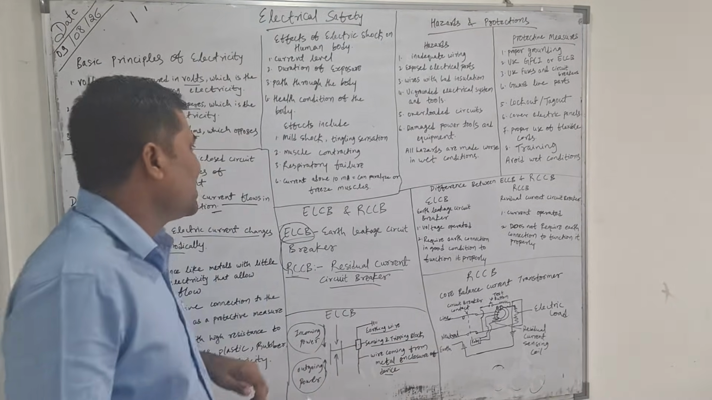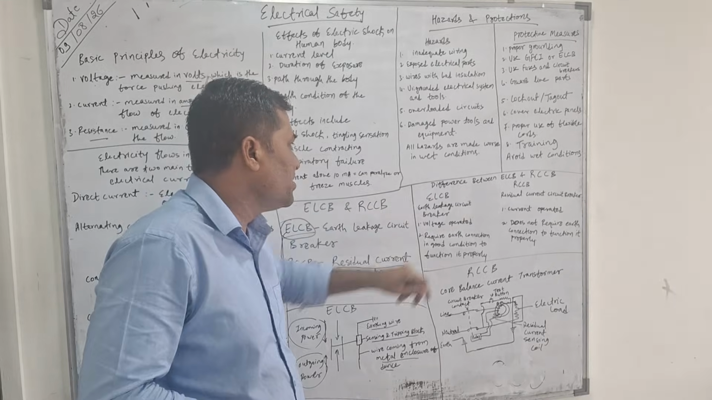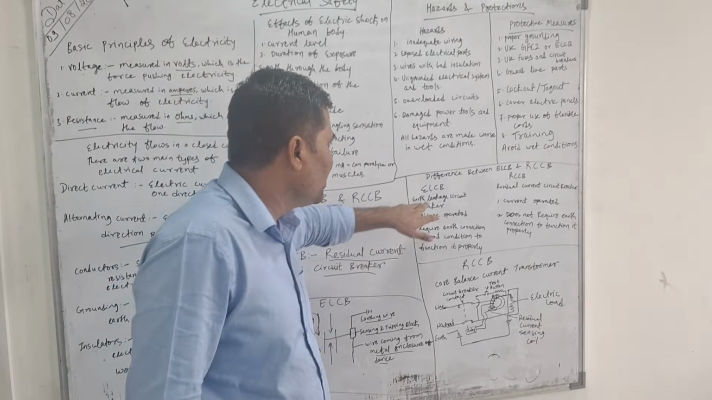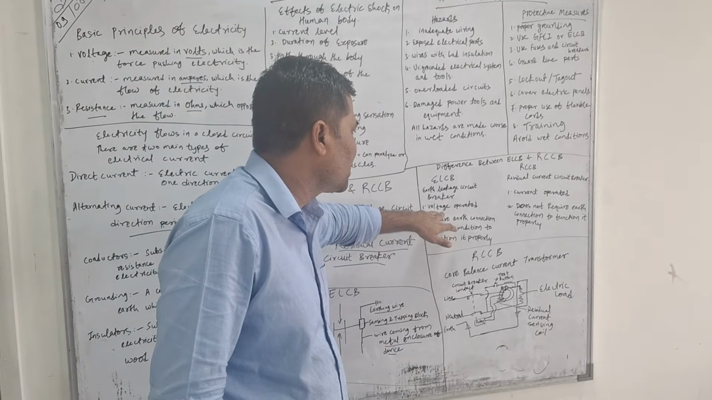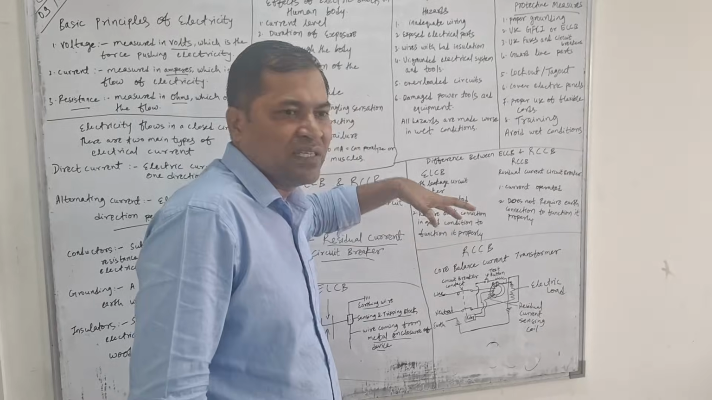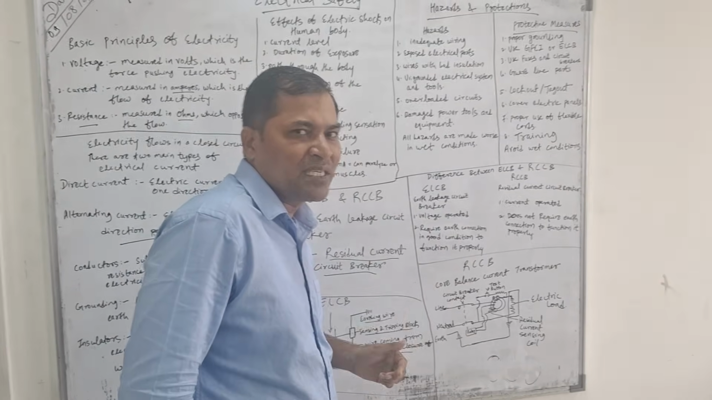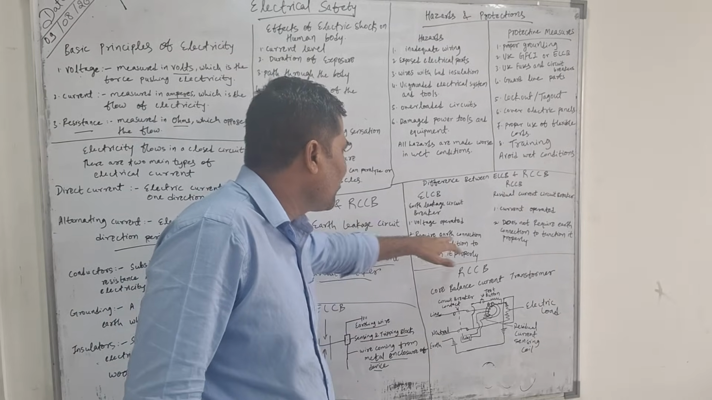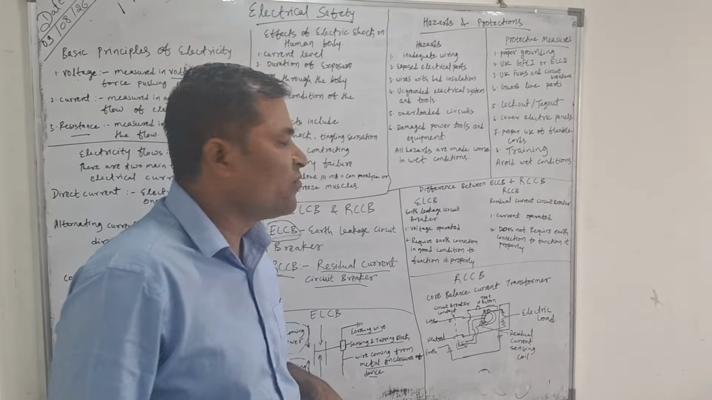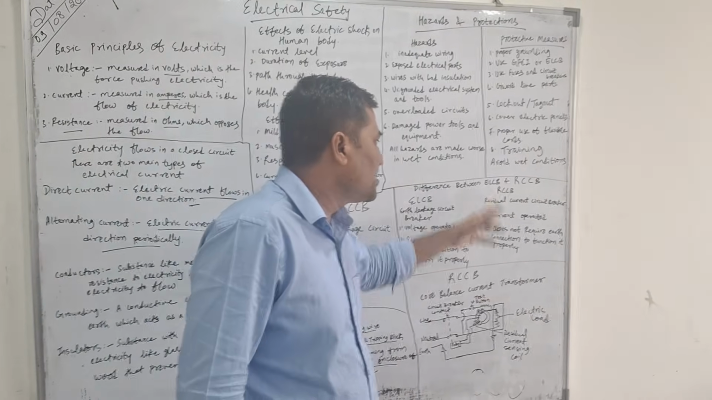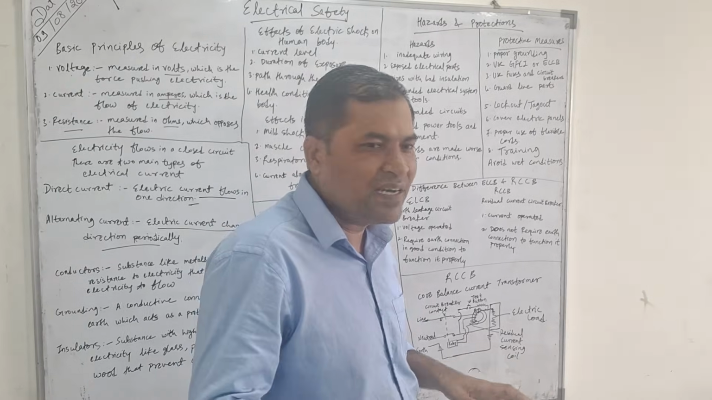Okay. Now we'll discuss the difference between ELCBs and RCCBs. ELCB, earth leakage circuit breaker, is voltage operated, meaning it works on the flow of current in the system. It requires a good earthing connection to function properly. RCCBs and MCCBs are a little bit different.